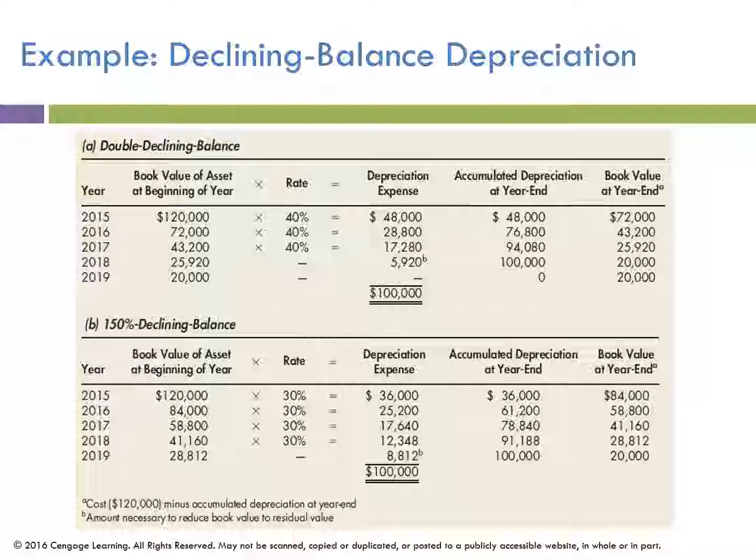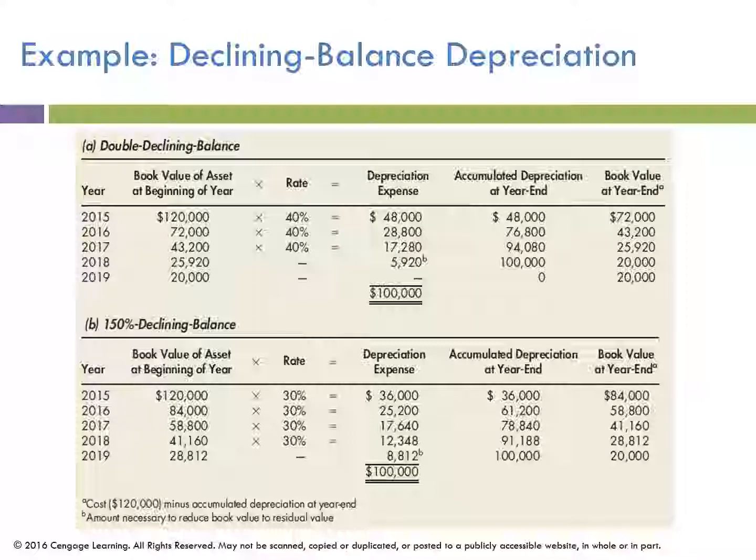In year 4, what happened? Why isn't the 40% there? Well, if we take the book value of $25,920 and multiply it by 40%, that will give us $10,368. If we used that dollar amount in our journal entry, our accumulated depreciation would increase to $104,448. That being subtracted from the cost would leave us with a book value less than the residual value.